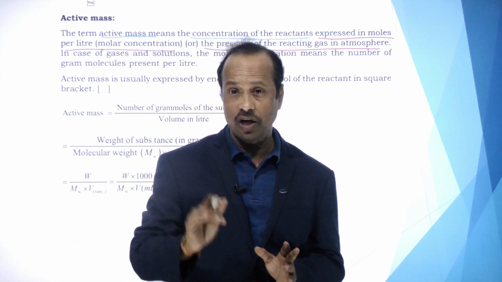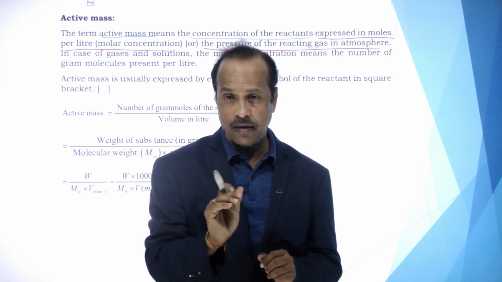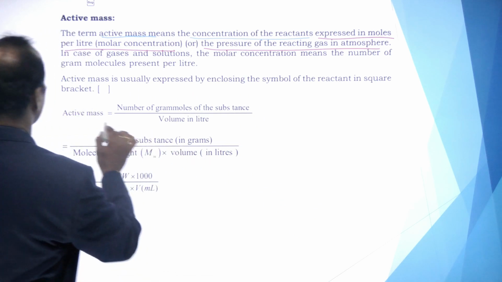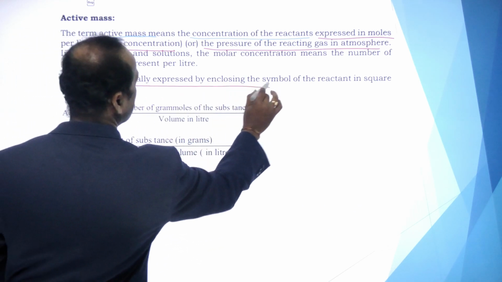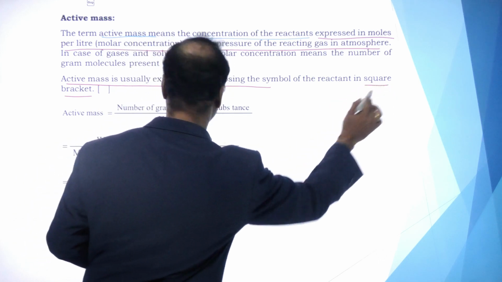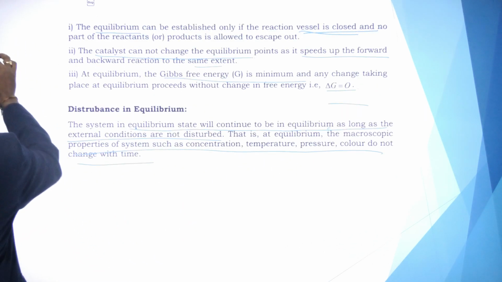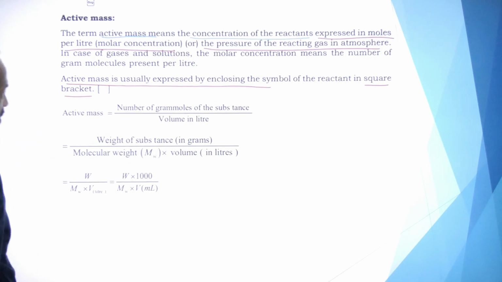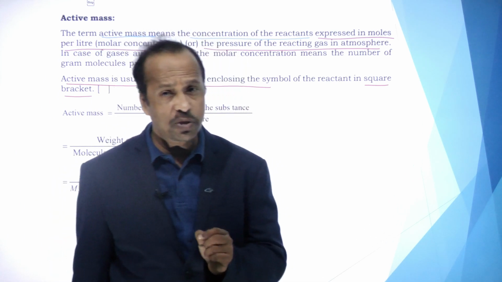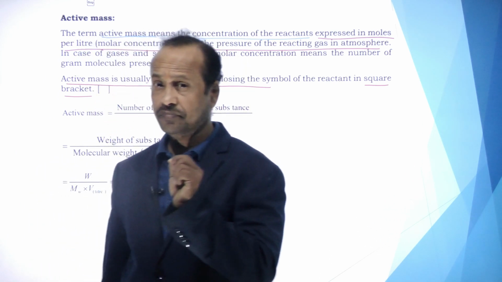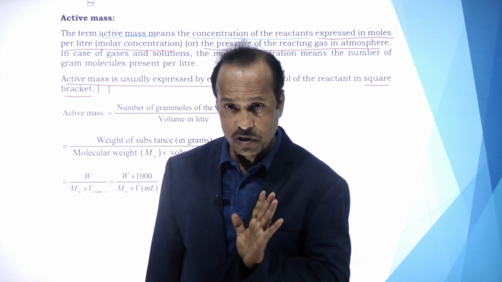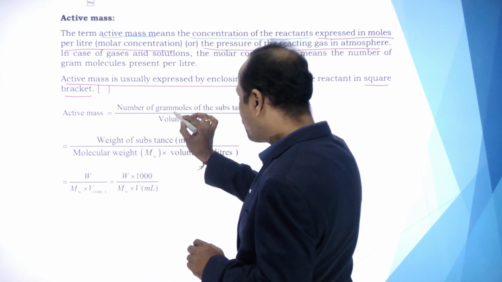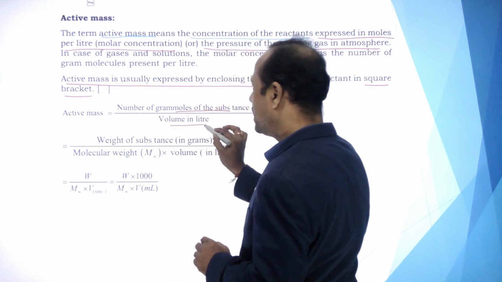Okay, and concentration is normally indicated by using square brackets. So active mass is usually expressed by enclosing the symbol in a square bracket. In the previous slide also I showed you this. So square brackets are used to express the concentration, right? Concentration is the number of moles per liter. So the same thing you can write: active mass is equal to the number of moles of the substance by volume in liters.